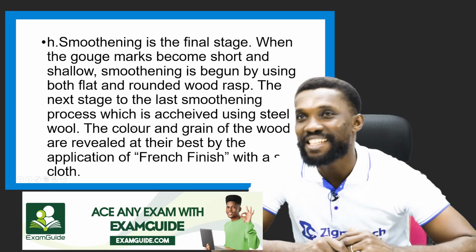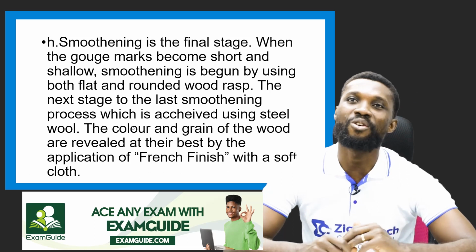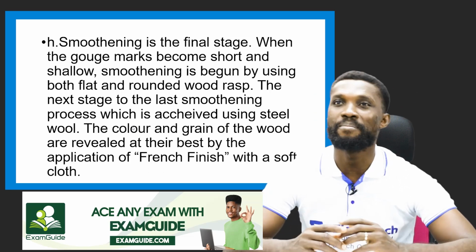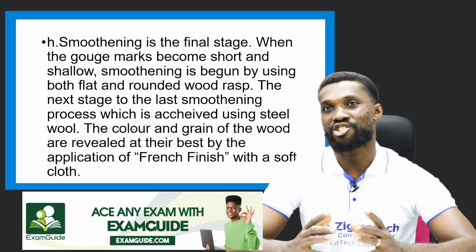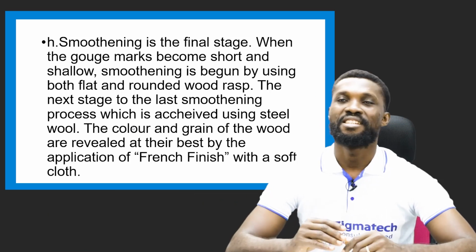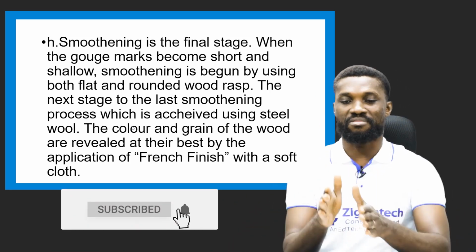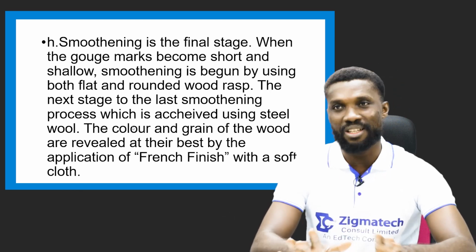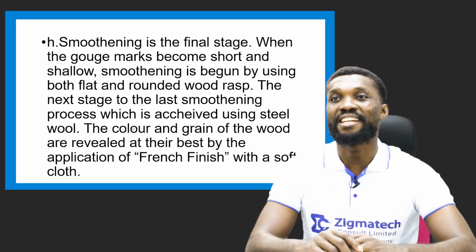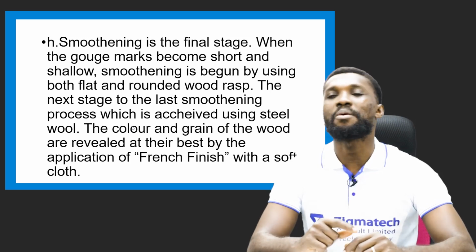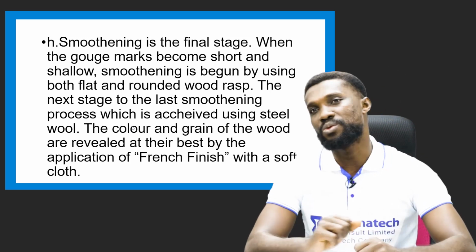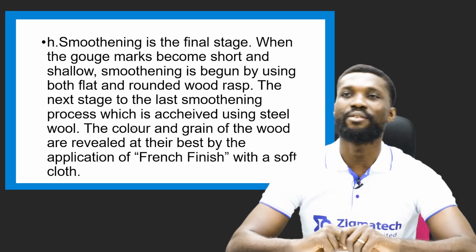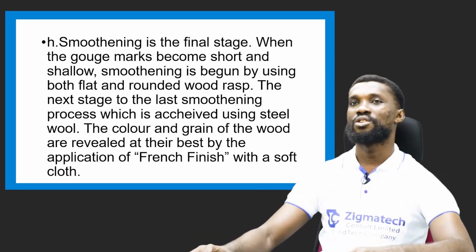Now, smoothing is the final stage, when the gouge marks become short and shallow. Now, smoothing is gradual. You start smoothing and taking off the ones you don't want, and then roughing out the edges until it gets the finishing. Then you can now apply your color on the wood, and then you polish, to get the French finishing with a soft cloth.